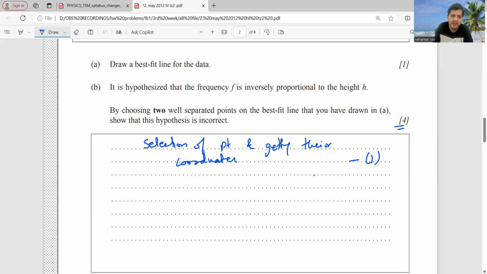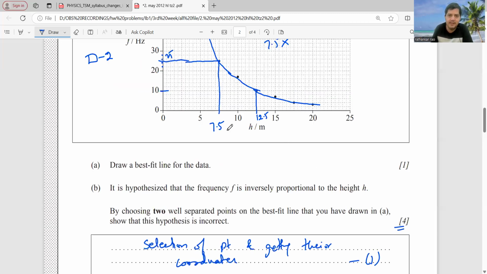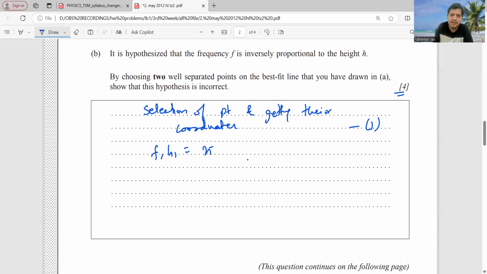The second one is find F1 H1. What is F1 H1? Let us look into the F1 H1. 7.5 into 25. Okay, so 25 is the frequency, 7.5 is the height. When you do this, what is the answer that you get? Let me take my calculator. Okay, so let me find out what this value is. 7.5 times 25 will give me 187.5. Now let me take the other 2 points.